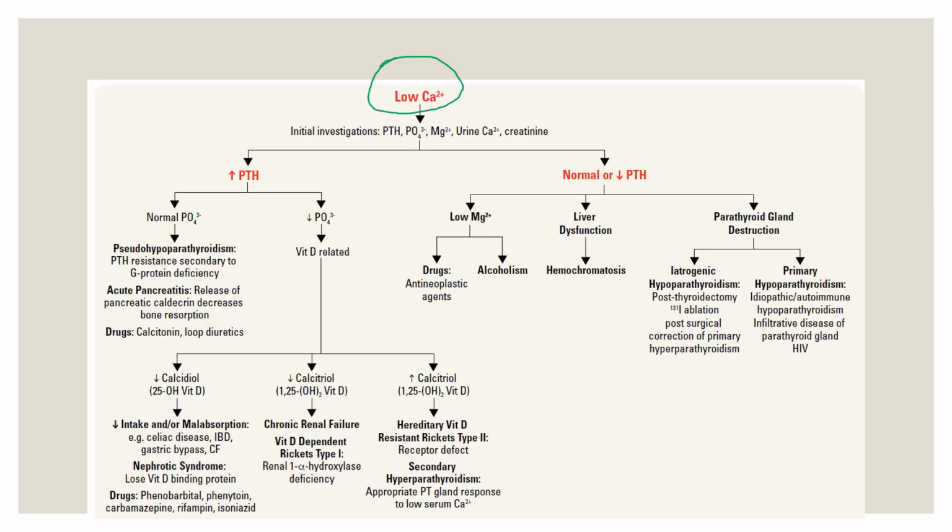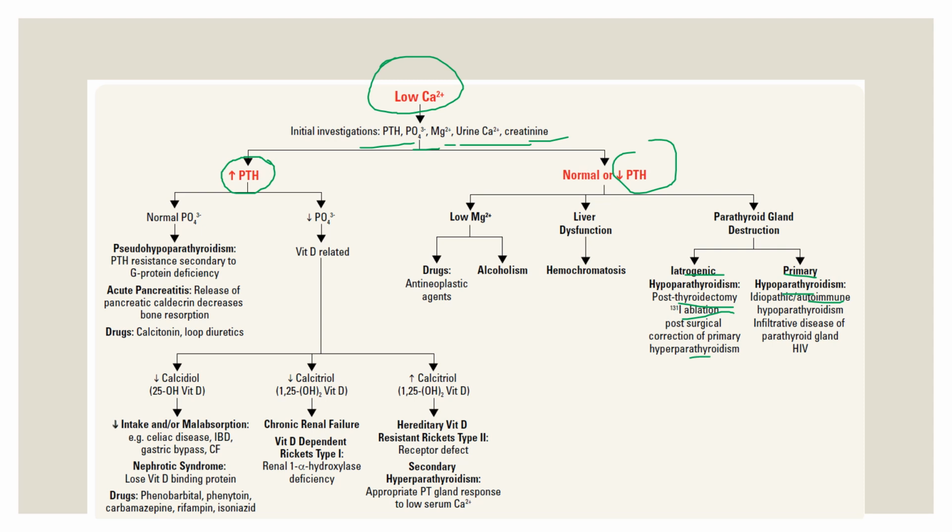Now if there is a low calcium, what are the investigations? First you look for PTH, phosphate, magnesium, urinary calcium, and creatinine. Okay. Now if there is a low PTH, what are the differentials? If there is low PTH, it is hypoparathyroidism. So parathyroid gland destruction by primary hypoparathyroidism, which can be autoimmune, or infiltrative disease, or HIV, or idiopathic. Iatrogenic, mainly by iodine ablation, post-thyroidectomy, or post-surgical correction of primary hyperparathyroidism.